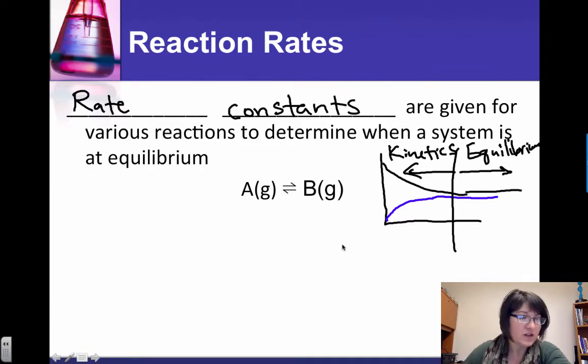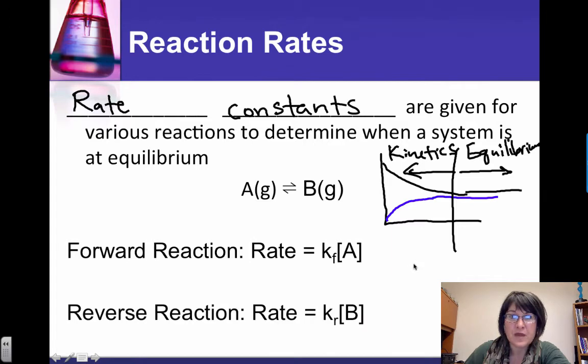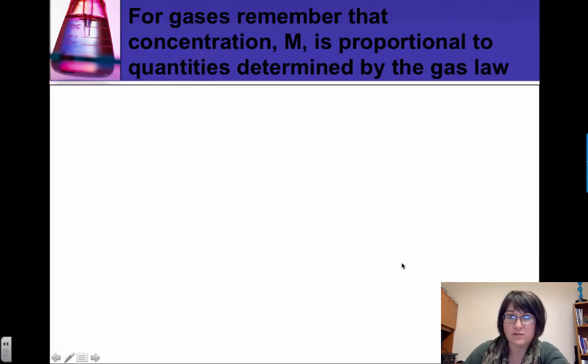So given a reaction where A turns into B, the forward reaction would have a rate constant of Kf for the forward reaction that depends on how much of A is present. The reverse reaction depends on how much product is there, because now we're turning the products back into the reactants. So we use a different rate constant, Kr, because the activation energy is different in the forward direction than it is in the reverse direction.